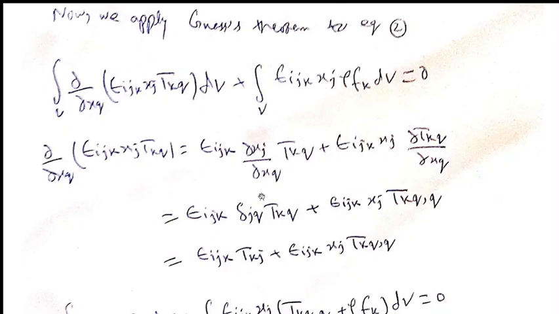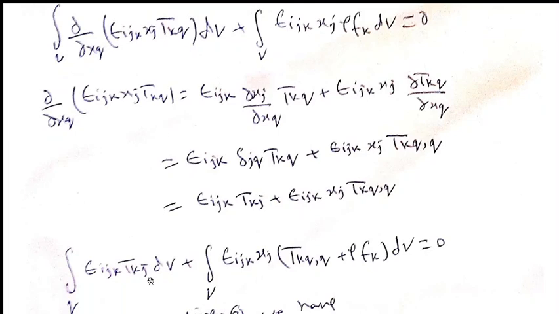What is this? This is delta jq. This is simply delta jq, and this is tkq plus epsilon jk xj, and we can write this as tkq comma q, delta jq. We know that this is the product of delta with this t, and q is dummy here, so we can write tkj plus this as it is. Put this here and separate the volume integral.